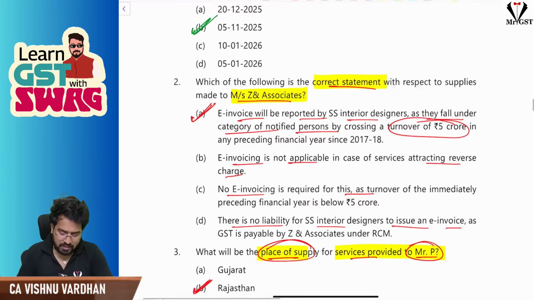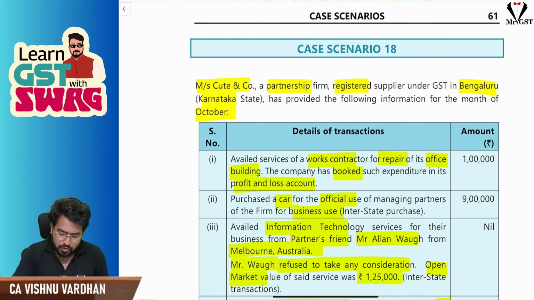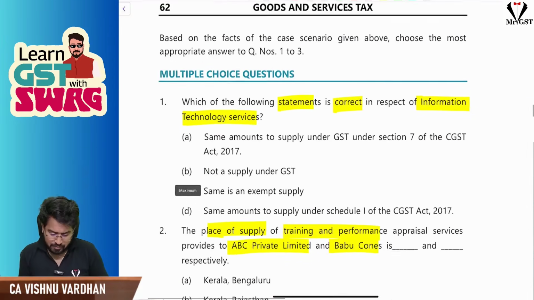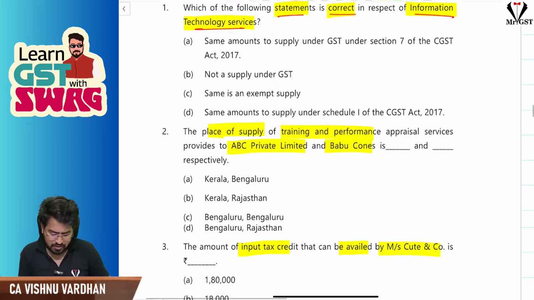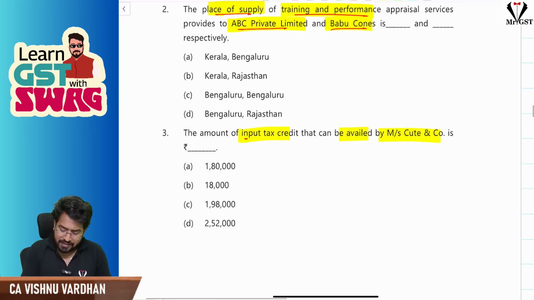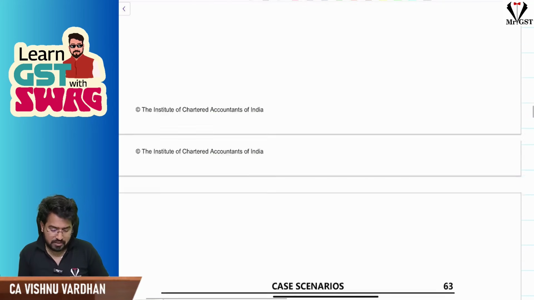So, this is the case study. With this, we are done with this case study also. Now moving on to next case scenario number 18. The first question is, which of the following statements are correct with respect to information technology service? What is the place of supply for training and performance services provided to ABC Private Limited and Babu Cones? What is the ITC availed by Tute and Co? Okay, that is what the case scenario questions are.